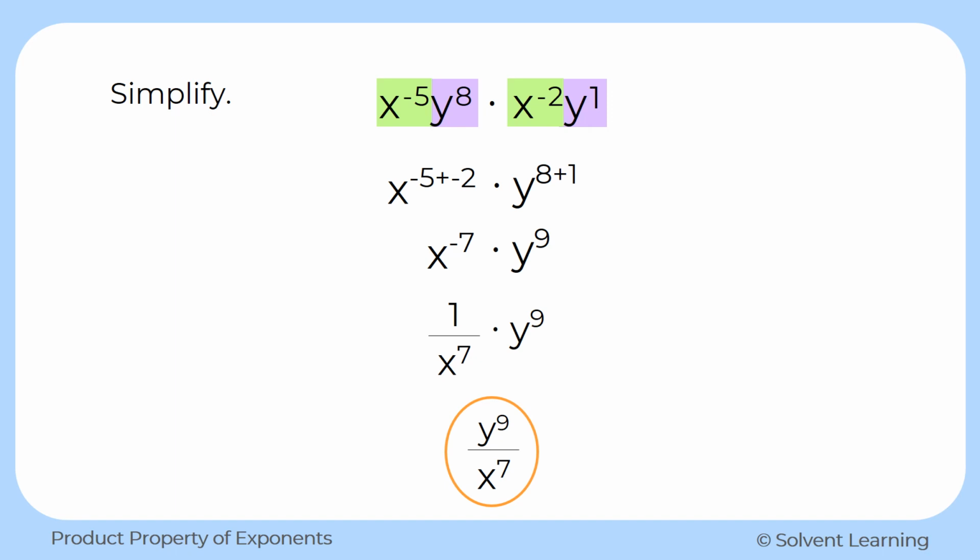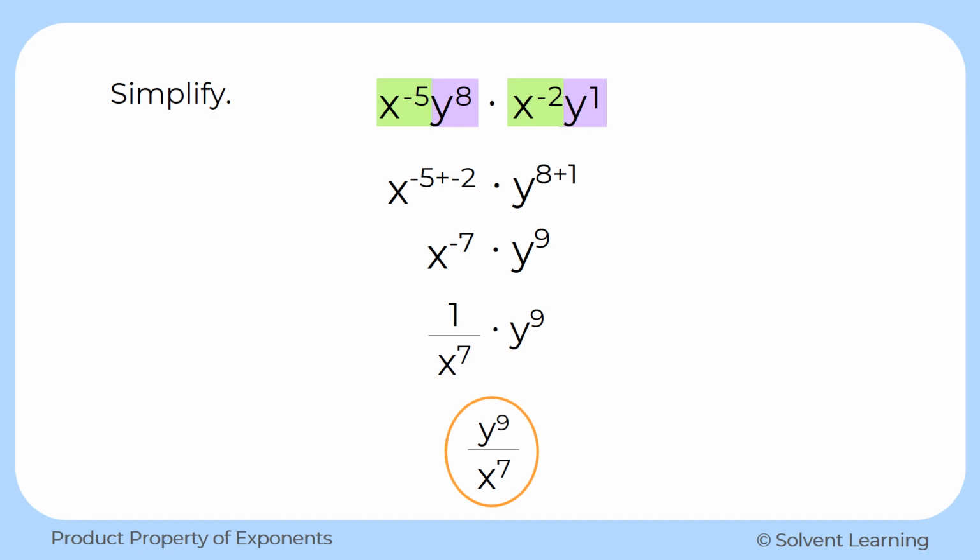And there we go. Everything is simplified. We have just one exponent part that has x and one part that has y. We combined our x's together, combined our y's together, and we have no negative exponents. So now we know that our expression is fully simplified.